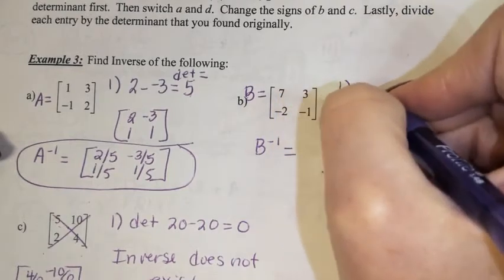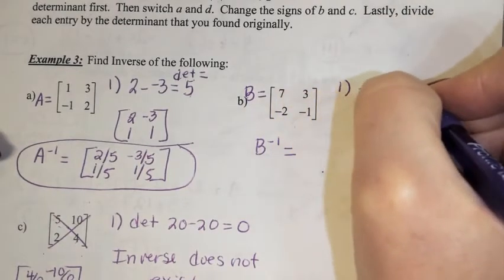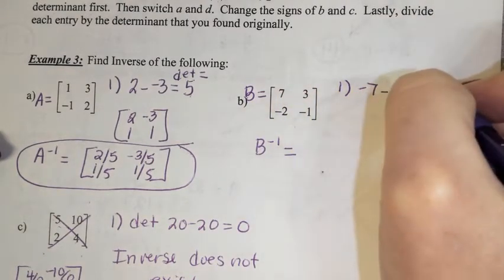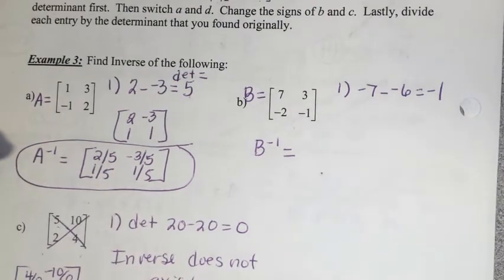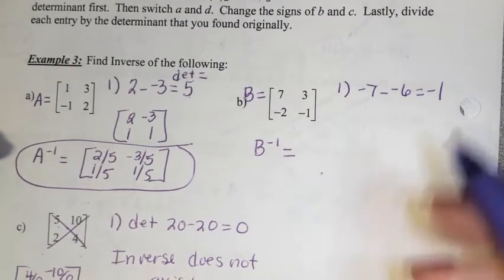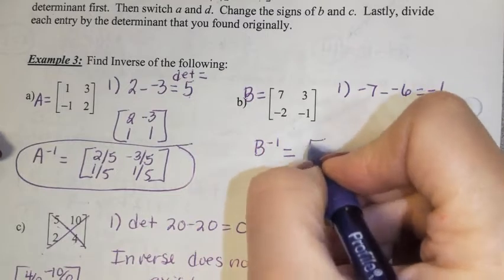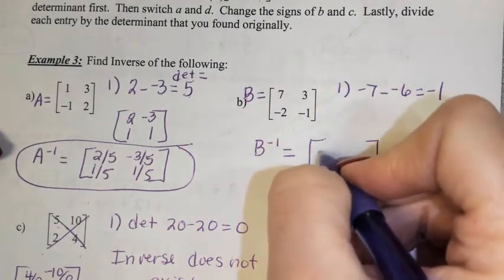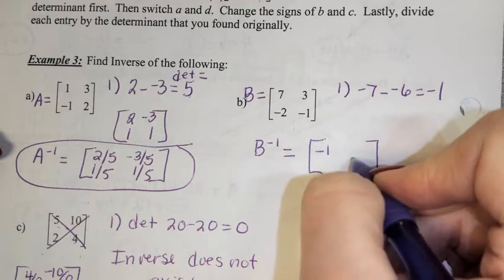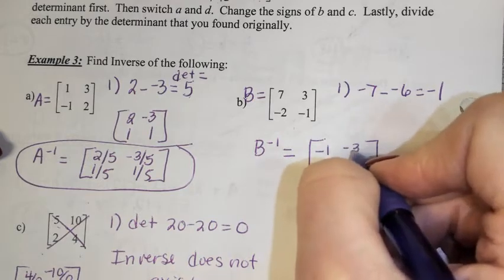All right, looking at letter B, we're going to go ahead and find that determinant first. That determinant is going to be -7 minus -6. That's going to give us -1. And so now we're going to have to think about what that pattern is that we do. What we have to do is switch that a and d. So the -1 is going to go in the original a spot, and then the 7 is going to go down there.